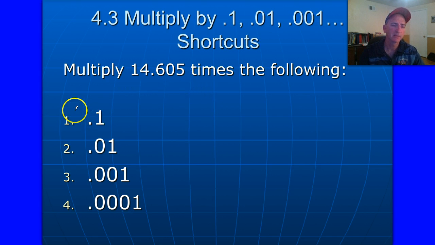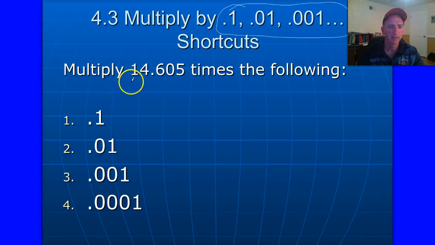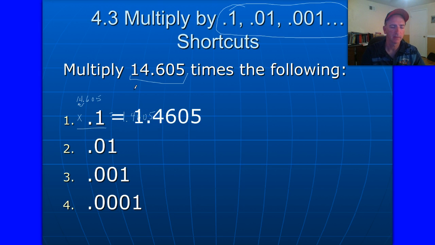Well, this page is showing you the patterns that are created when you multiply by basically these values, like a tenth, a hundredth, and a thousandth. If I were to multiply this number times that, so it'd be like doing this question right here. You multiply that out, you would get, basically, the decimal would move one place over here. You would get 1.4605. And I had it come up on the screen there.